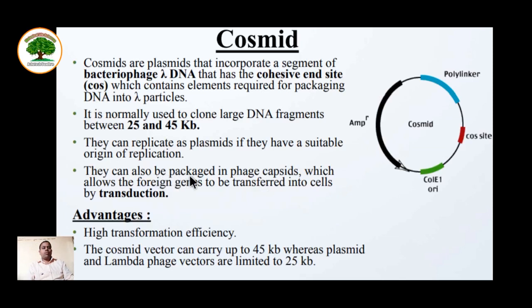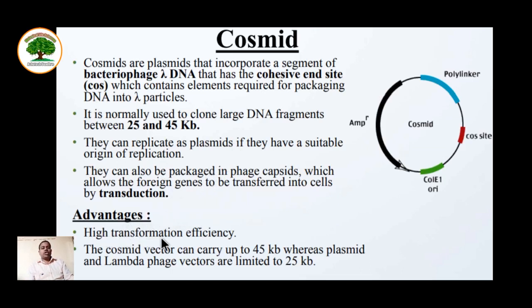And they can also be packed in phage capsids, which allows the foreign DNA to be transferred into the host cell by transduction. So you can use this cosmid in two-in-one ways. You can either use it in bacteria for growing or increasing its number, or you can use it in phage also for infecting and transferring the fragment of interest. So let's see the advantages. Due to this, it has lots of advantages.